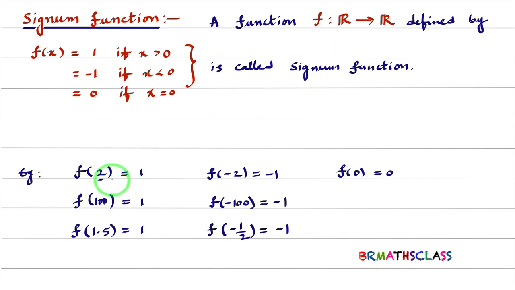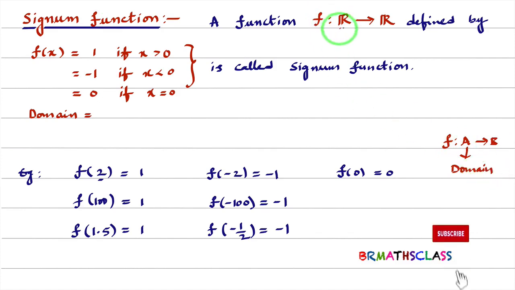Now, from this, I'll write the domain, codomain, and range of Signum function. Domain of the Signum function. We know that if f is a function from A to B, then set A is called the domain. This function is from all real numbers to real numbers. So this R is called the domain of the function. Domain of this function is the set of all real numbers.